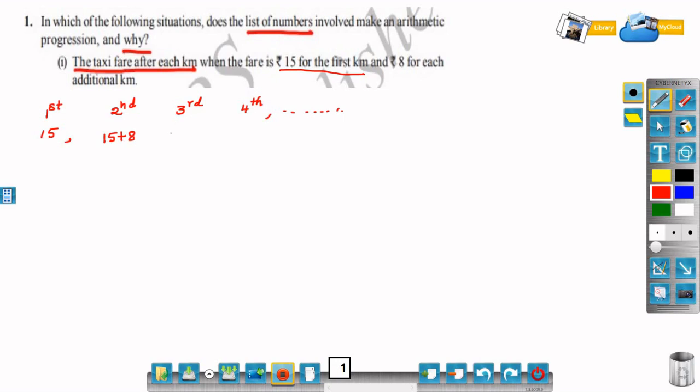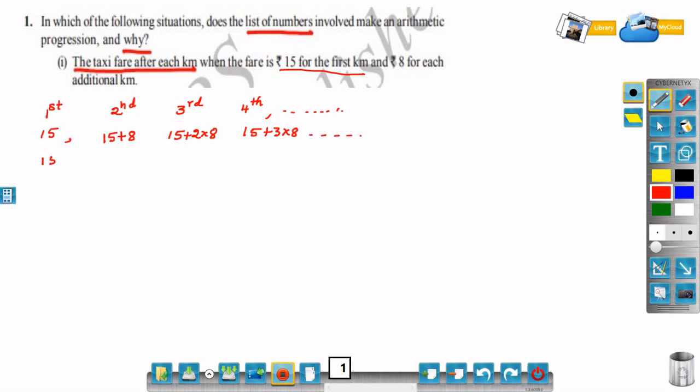Now for the third kilometer, rupees 15 for the first kilometer, then additional 2 kilometers, because it is the third kilometer, 2 into 8. Then for the fourth kilometer, 15 for the first kilometer. Then if we travel 4 kilometers, we have traveled an additional 3 kilometers. So 3 into 8 and so on.